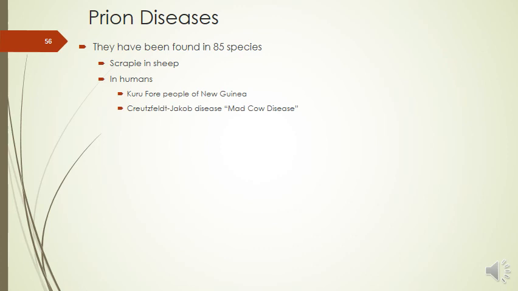These aggregates of protein are also seen in more familiar diseases such as beta amyloid plaques and tau protein neurofibrillary tangles in Alzheimer's disease. They're also seen in the alpha-synuclein deposits in Parkinson's disease.